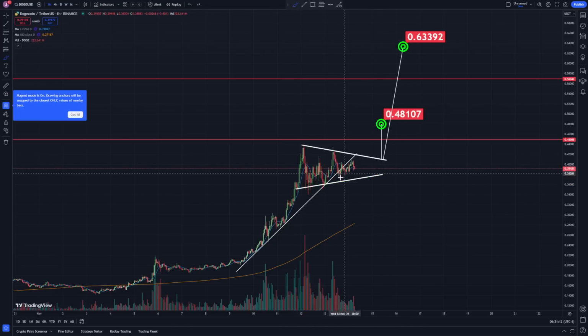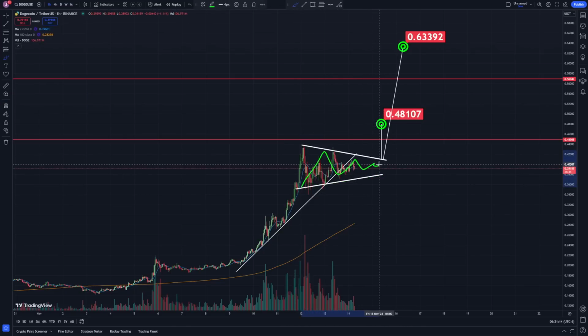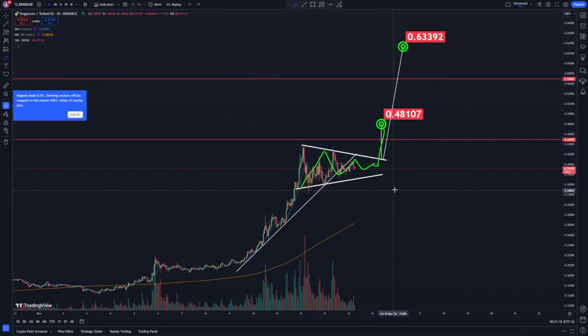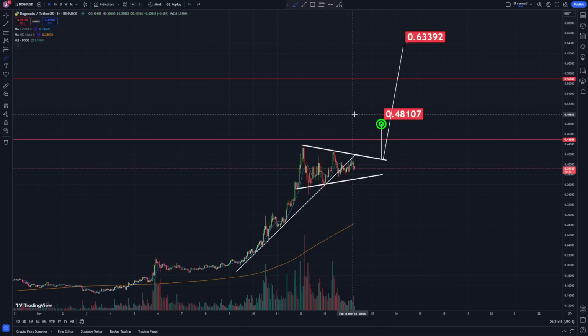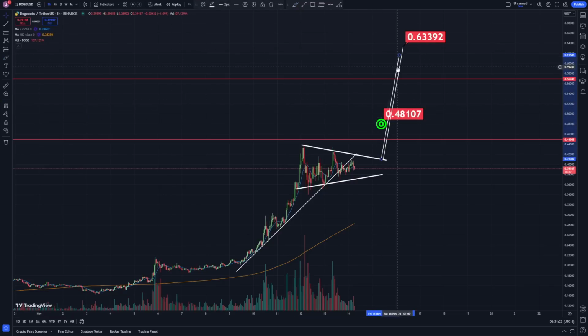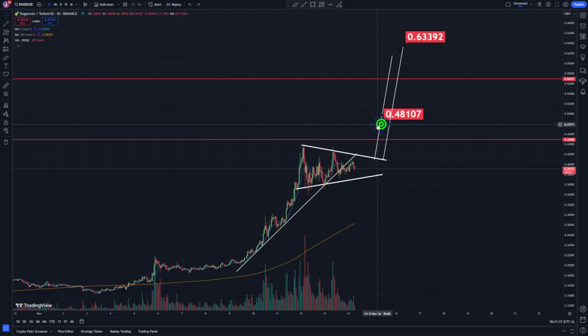I mean, we don't know yet whether we've broken to the upside or to the downside before I give you these targets. But what I'm looking at is a triangle pattern and a falling wedge pattern. Let me see. I just kind of messed everything up.